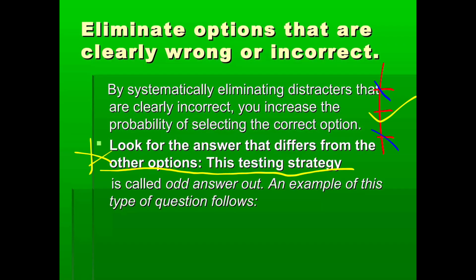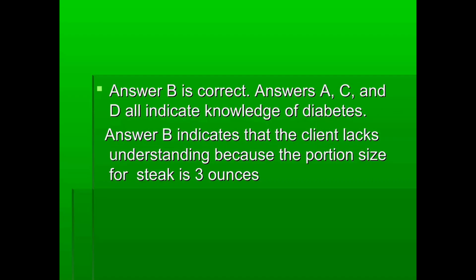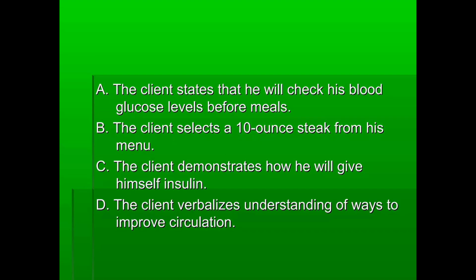Let's remember what we've said. We've said the odd answer out strategy, okay? So if we go back to our answers, of course, the correct answer is B. Why? Because if we try to eliminate, options A, C, and D all indicate knowledge of diabetes. The odd one out, let's try and see. The client states that he will check his blood glucose levels. This is key, okay? The client selects, let's leave that out. C, the client demonstrates how he'll give insulin, this is also correct. Then the client verbalizes understanding, okay?